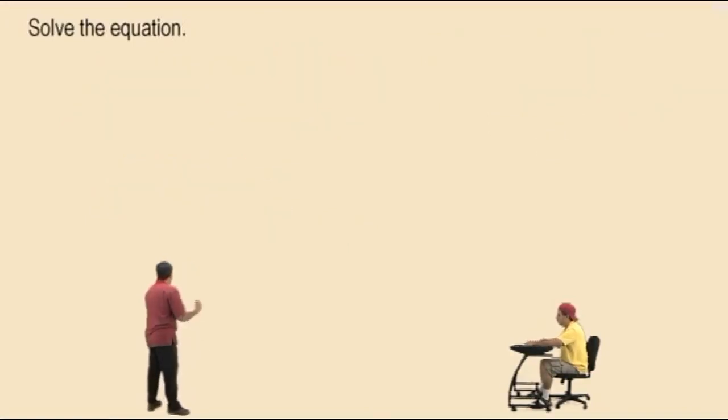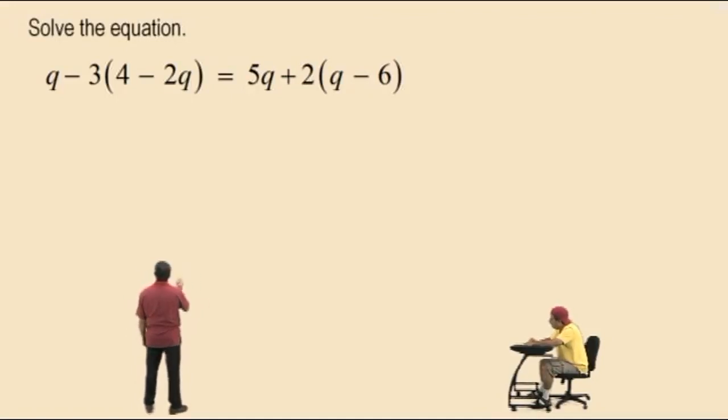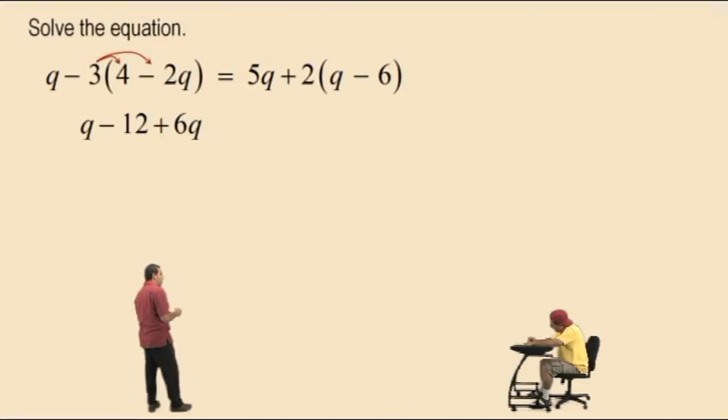Now, let's go to this next equation. This is an equation that has all real numbers as the solution. That's the set of all real numbers in the solution set. So here we go, Charlie. We first bring down our work. Let's apply the distributive property here. Negative 3 times 4 is negative 12. Negative 3 times the negative 2q is a plus 6q. Right-hand side is 5q plus 2q, subtract 12.